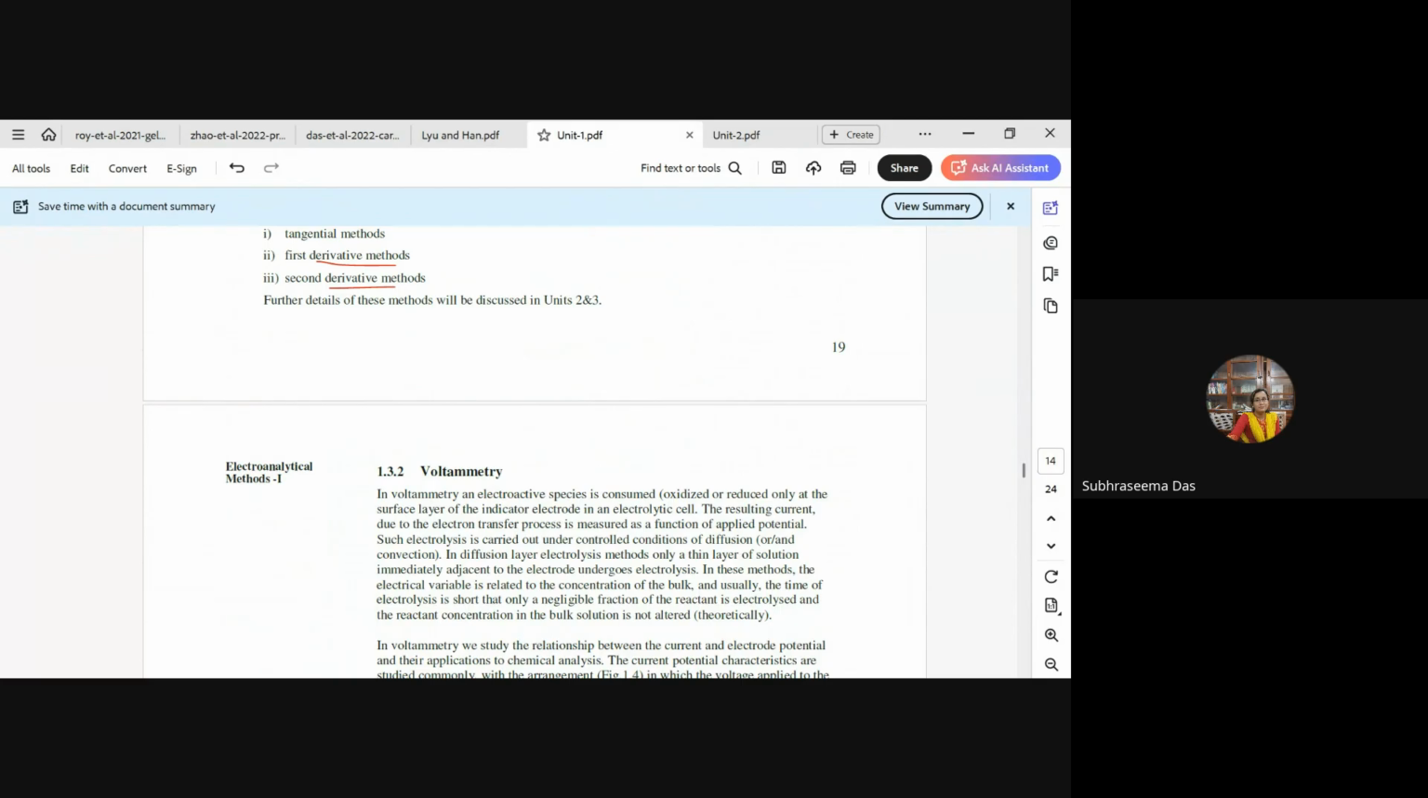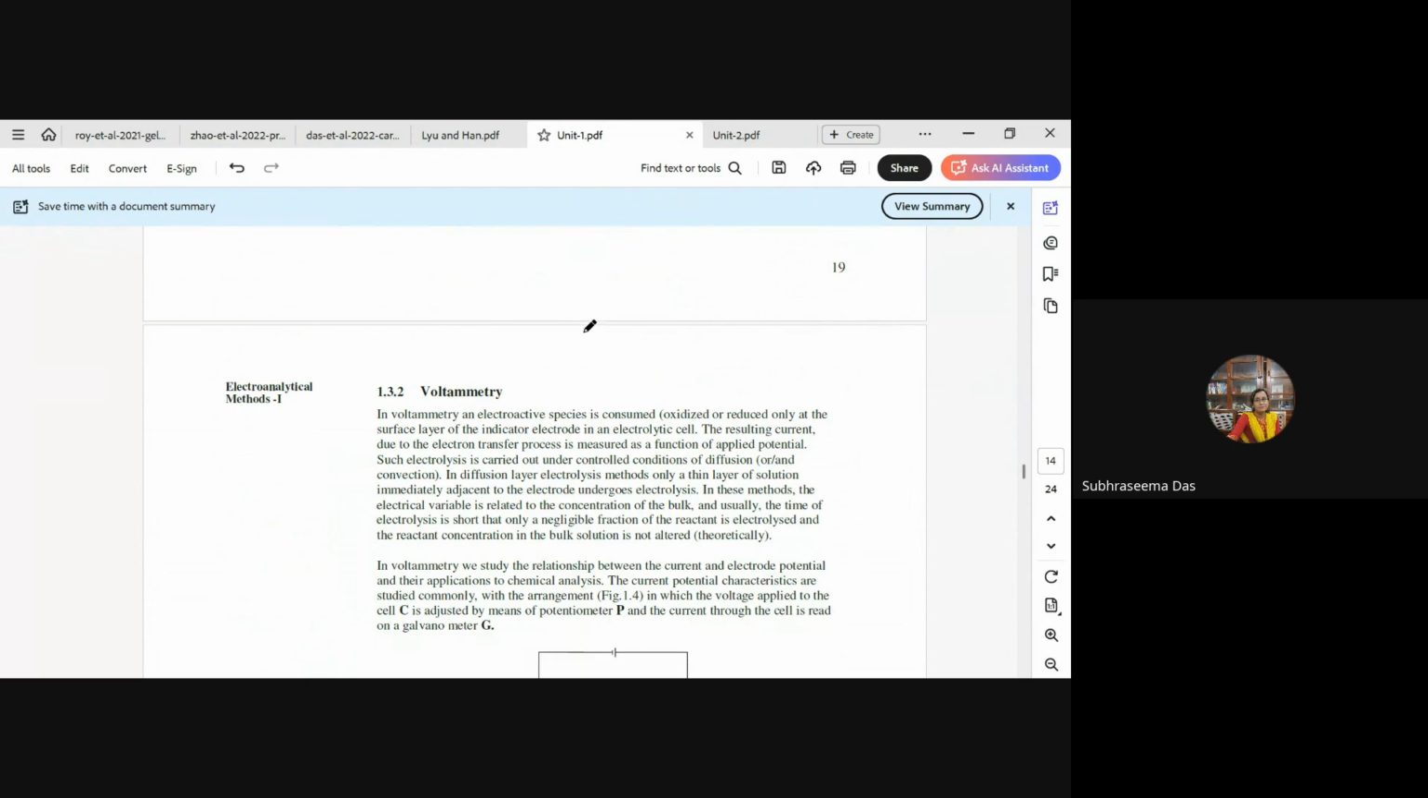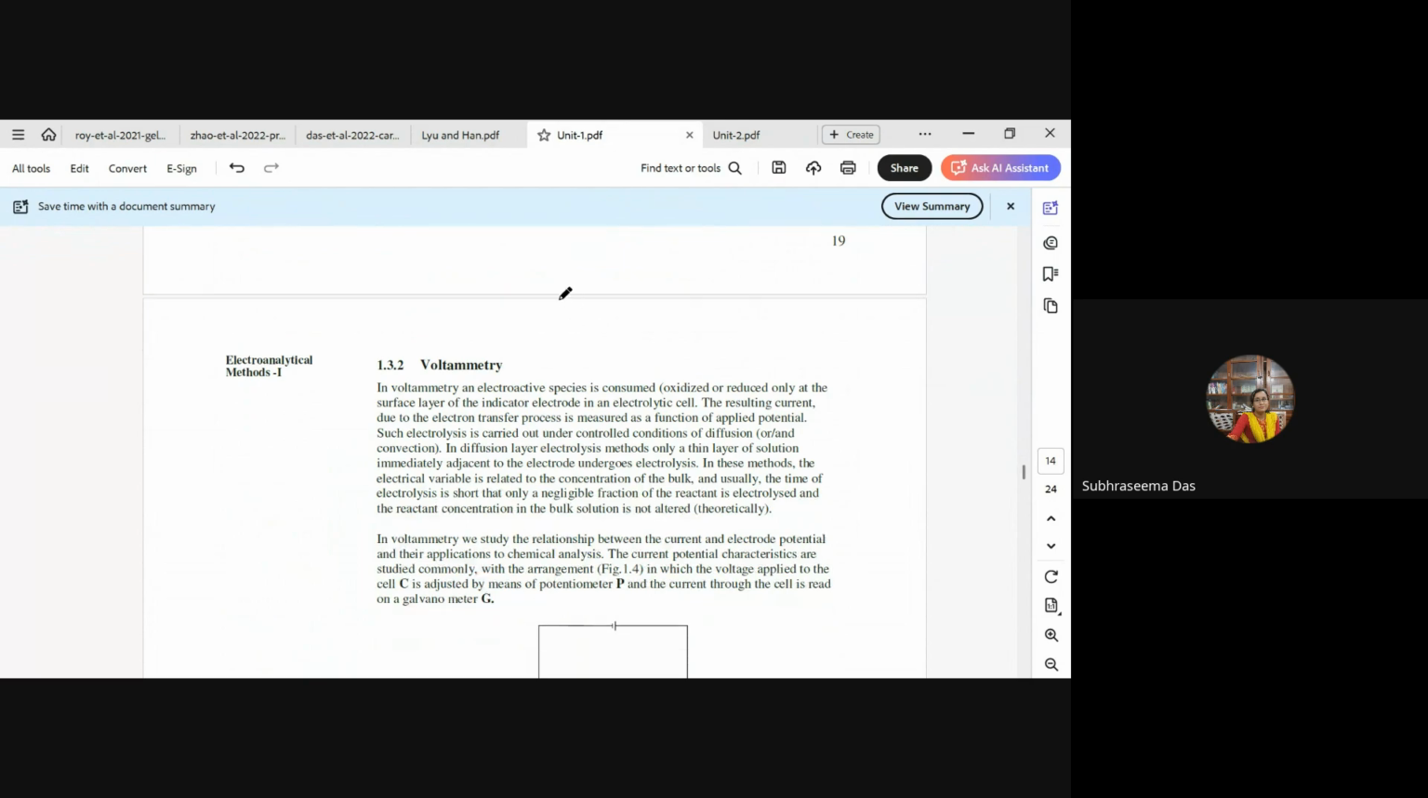Then coming to voltammetry. Like potentiometry, voltammetry is another electroanalytical process. In voltammetry, an electroactive species is either oxidized or reduced only at the surface layer of the indicator electrode in an electrolytic cell. The resulting current due to the electron transfer process is measured as a function of applied potential. Such electrolysis is carried out under controlled conditions of diffusion.